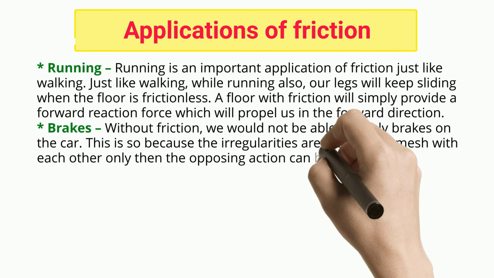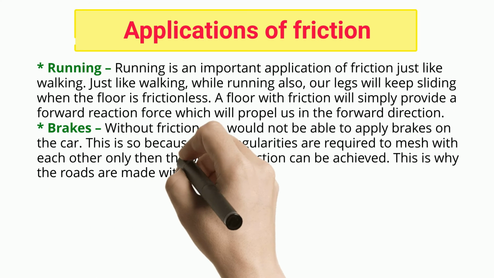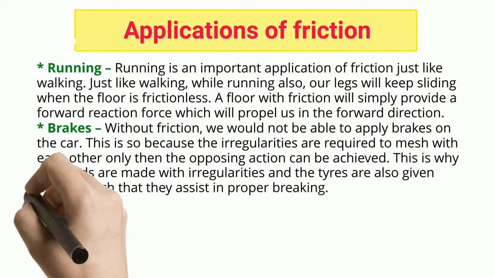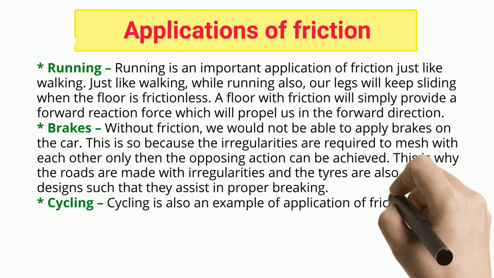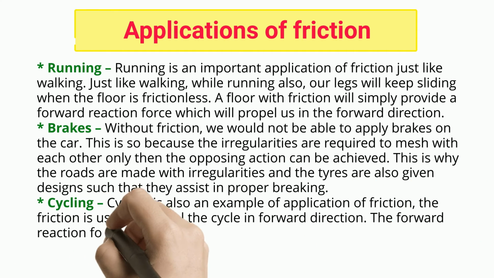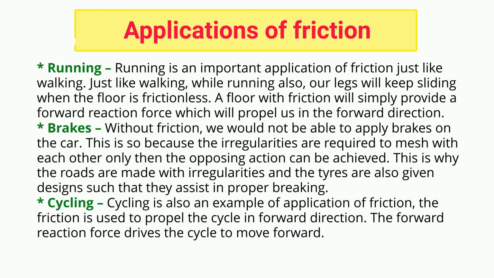Brakes. Without friction, we would not be able to apply brakes on the car. This is so because the irregularities are required to mesh with each other, only then the opposing action can be achieved. This is why the roads are made with irregularities and the tires are also given design such that they assist in proper braking.